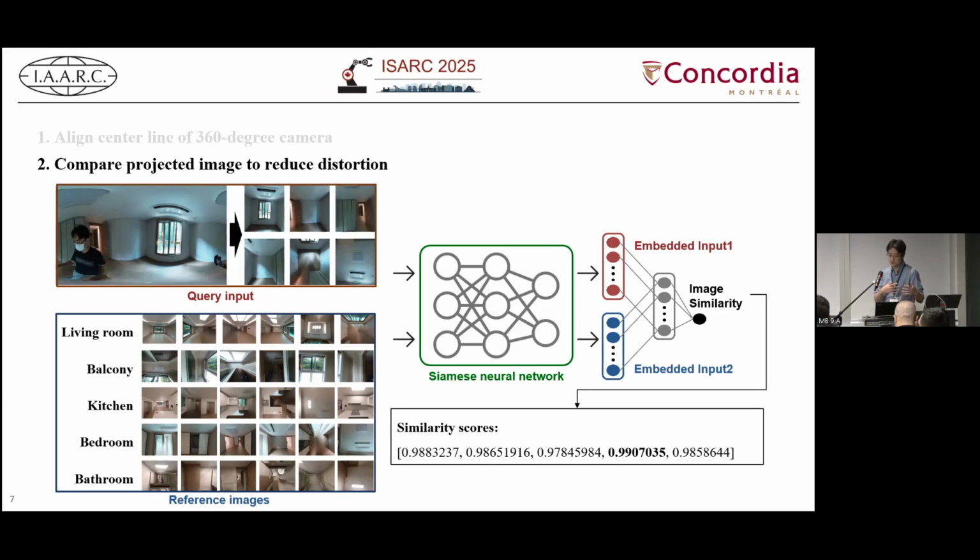By repeating this process across all candidate rooms, such as the living room, balcony, kitchen, bedroom, and bathroom in this residence, the room with the highest average similarity is identified as the image captured location.